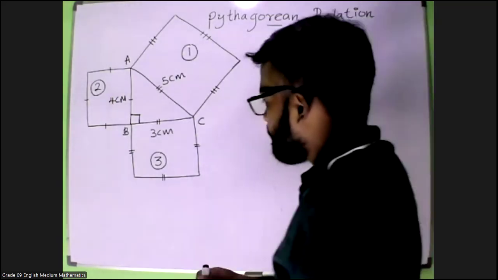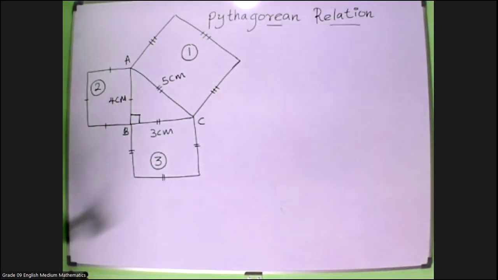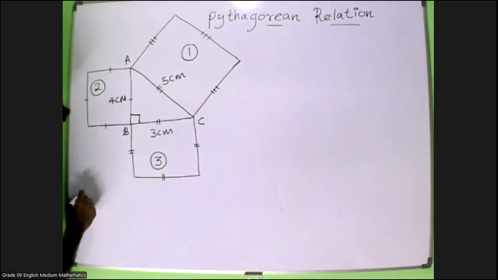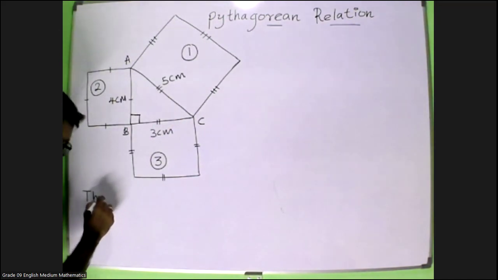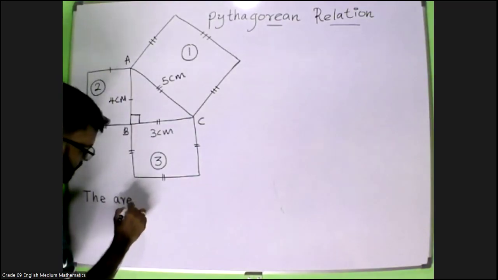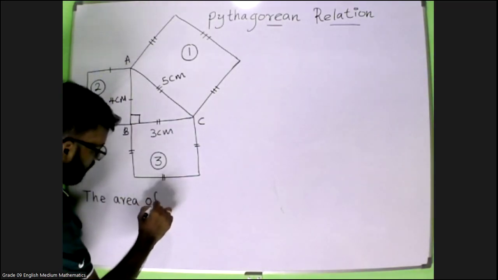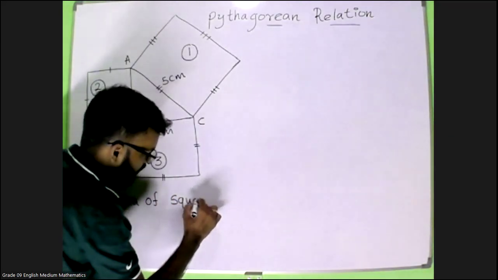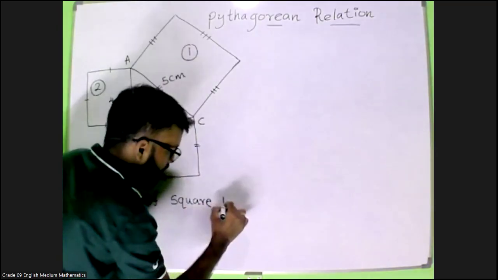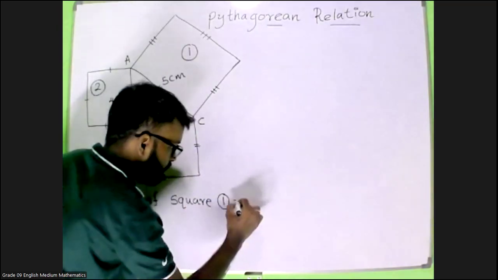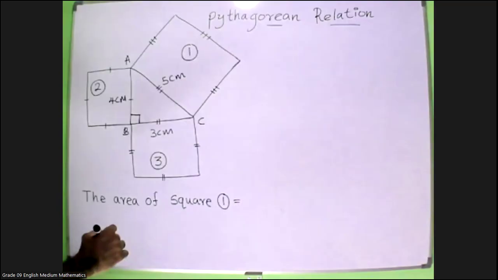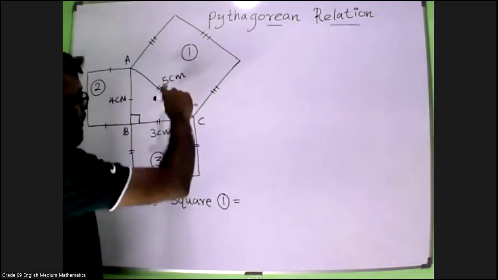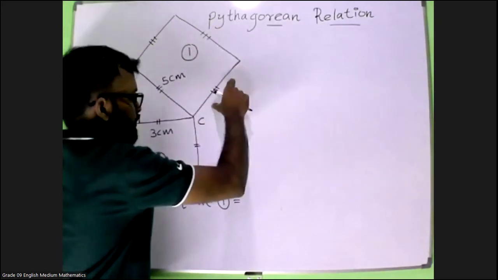So, I am going to write the area of the square number 1. Right. So, you know how to find it. So, I can write 5 centimeters by 5 centimeters.